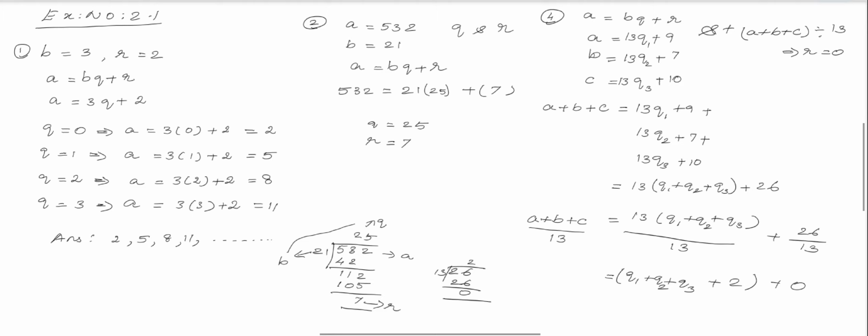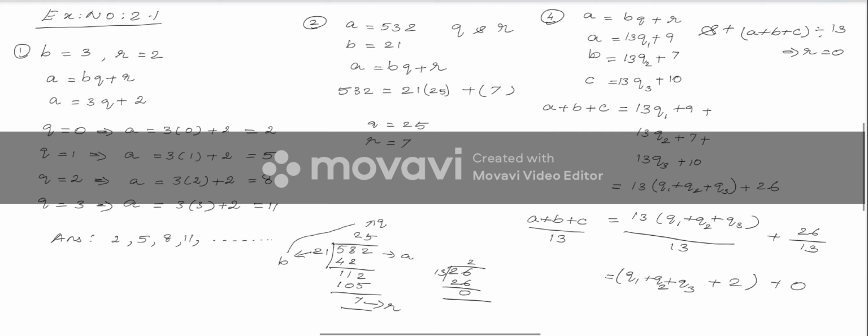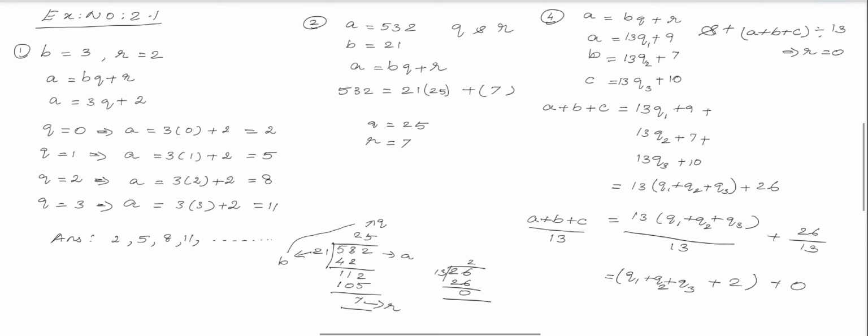Are you clear with me? Are you able to understand? And now you see, we have proved that A plus B plus C, when divided by 13, the remainder is 0. Clear, girls? And so we say that A plus B plus C is a multiple of 13.